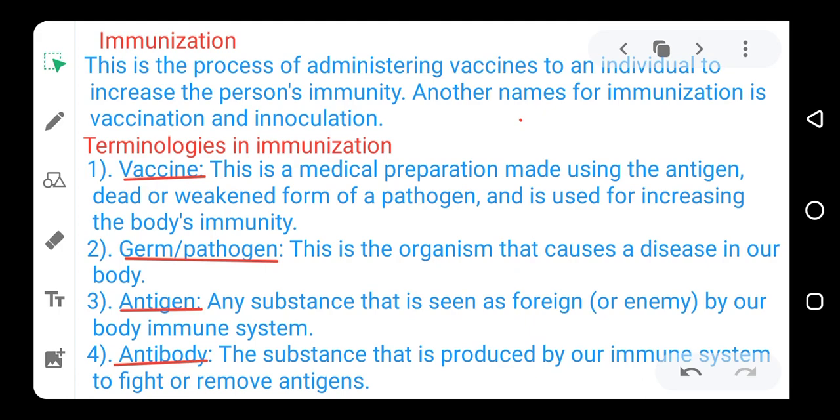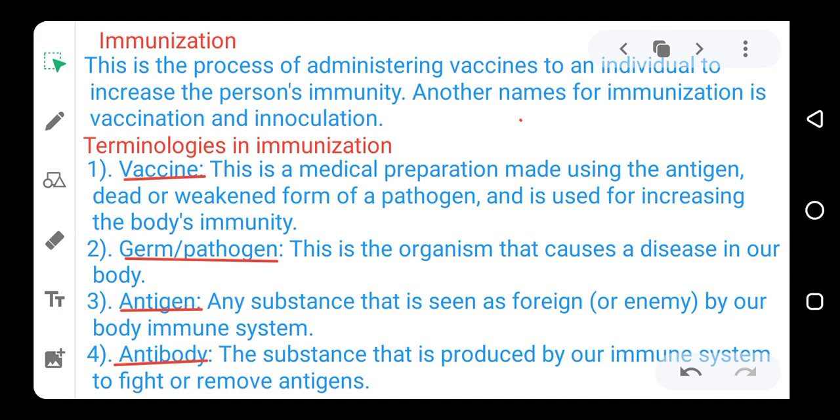Now, immunization. Immunization means the process of administering vaccines to an individual to increase the person's immunity. Vaccine is the weakened antigen or the microorganism that causes the disease. A weak form of it is used to produce what we call vaccines.